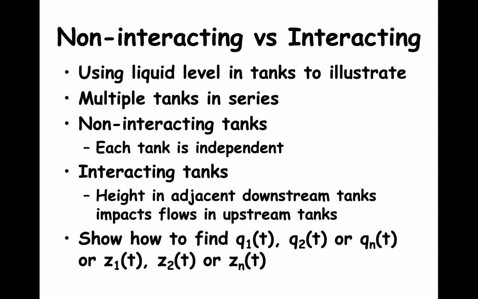We will define interacting tanks as tanks where adjacent downstream tanks do impact the flow and liquid level of upstream tanks. We will use the method to show how to find the flow rates from the tank and liquid levels within any tank in the series of tanks.